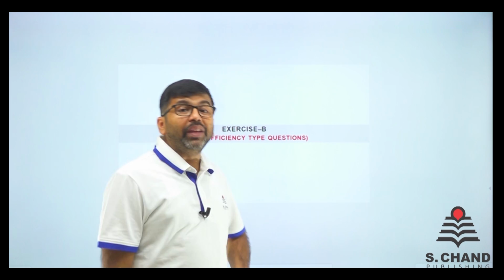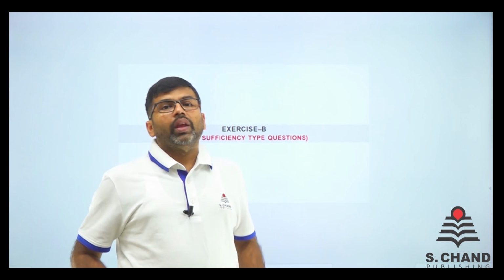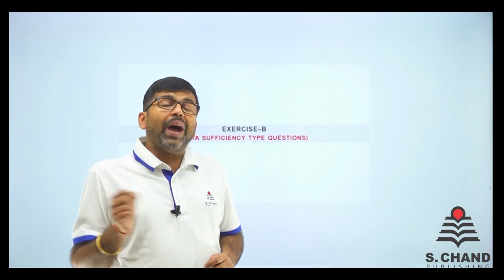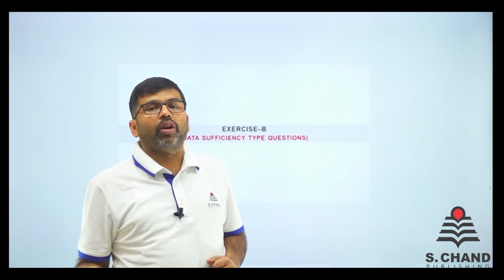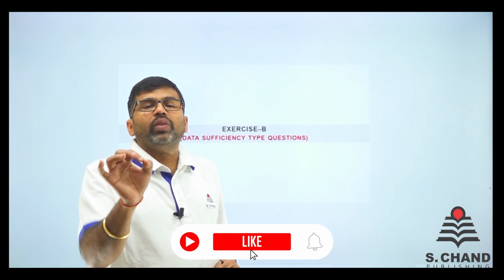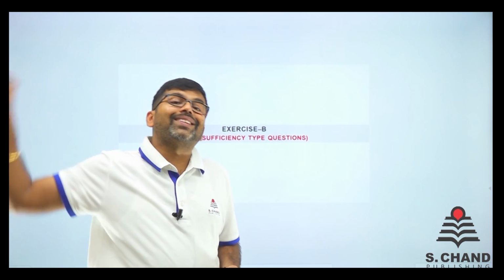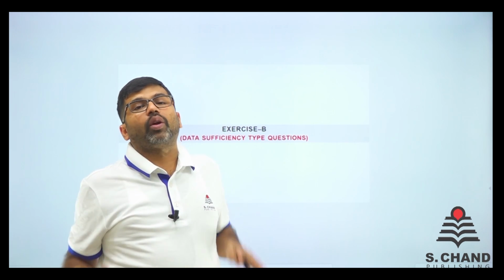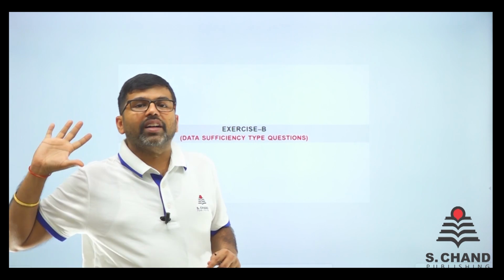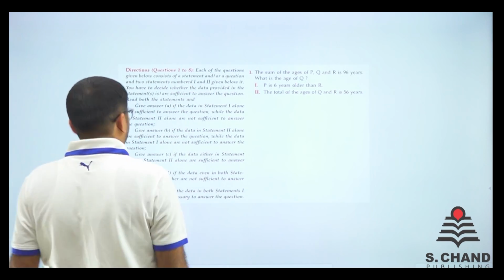Next part B is data sufficiency type. Data sufficiency, again I am telling you, a question will be given, two choices means two data will be given. You have to find out which data is important for finding out the answer, right? The only part is you need to find out whether the data is sufficient or not. You don't need to go to the exact answer. Exact answer is not required. Only it is required which data will lead you to the answer. Okay, let's move on to question number 1 of the data sufficiency.